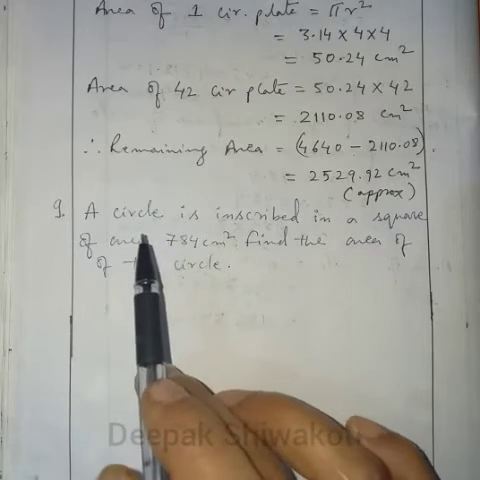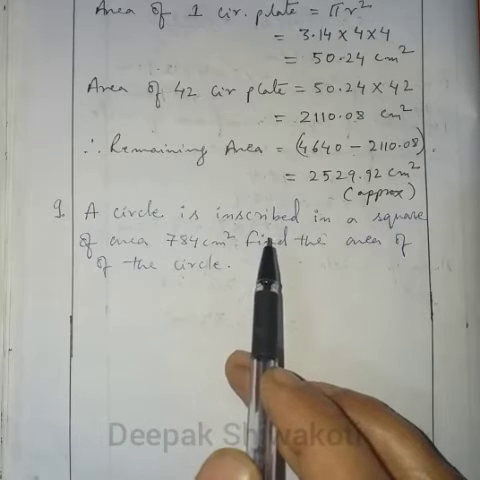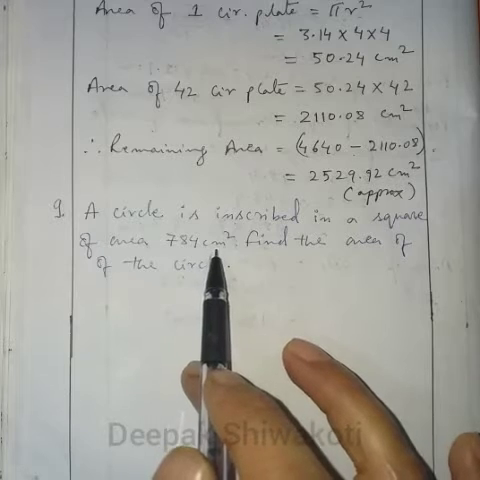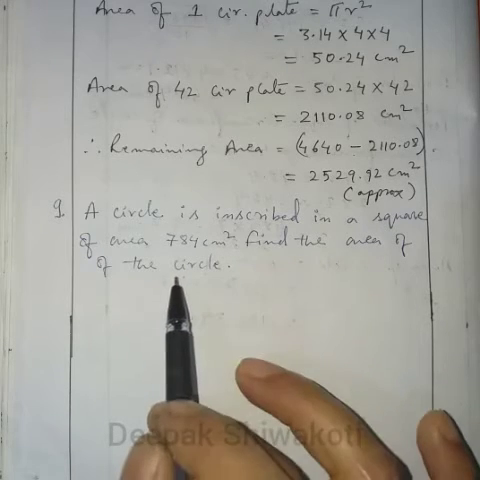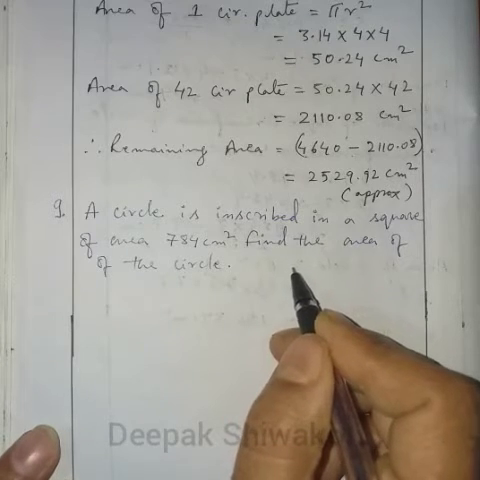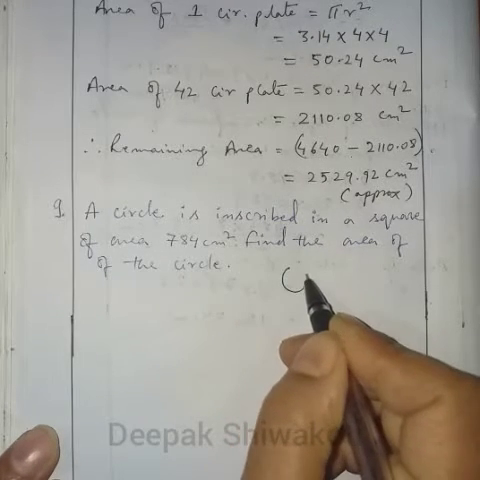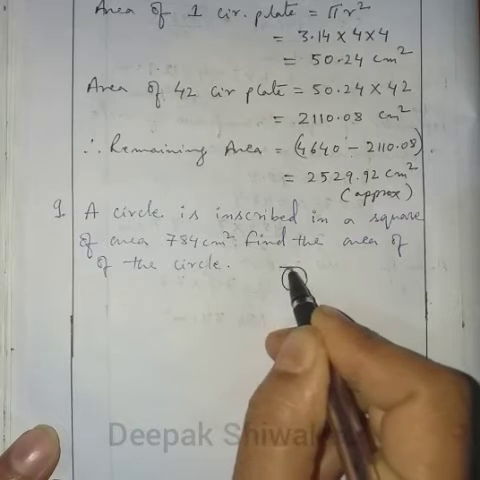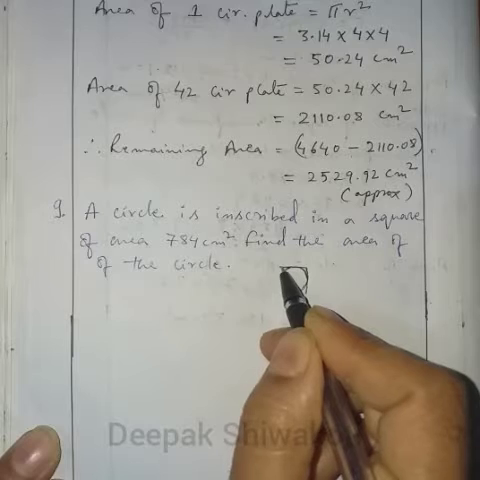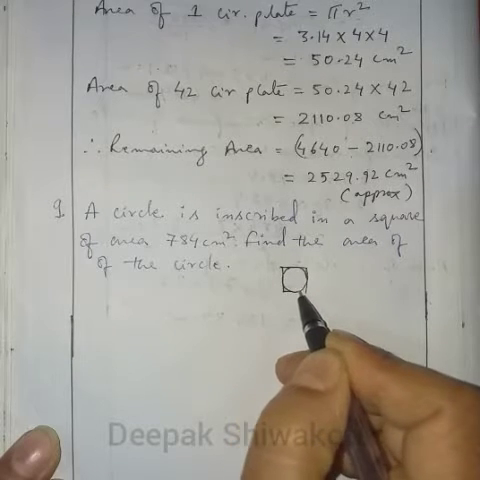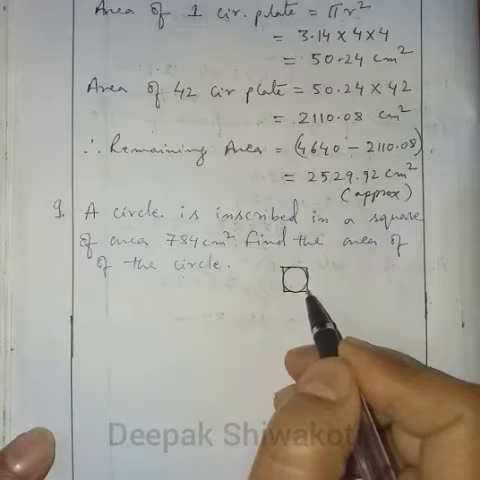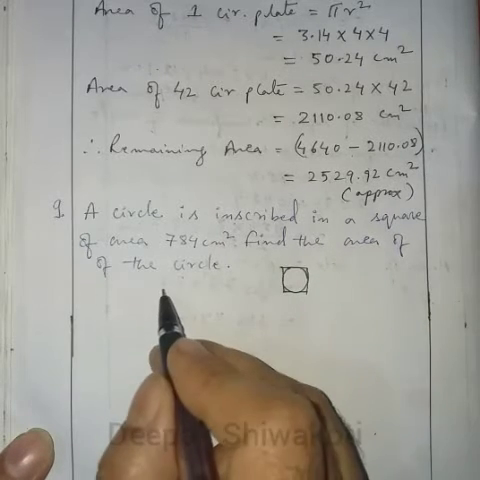Question number 9. A circle is inscribed in a square of area 784 centimeter square. Find the area of the circle. So according to the question, a circle is there which is inside a square, like this. The area of the square is given and we have to find the area of the circle.